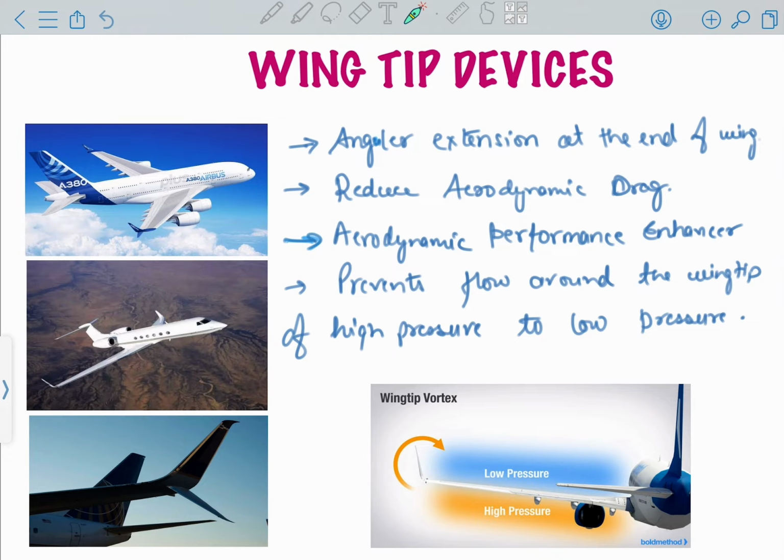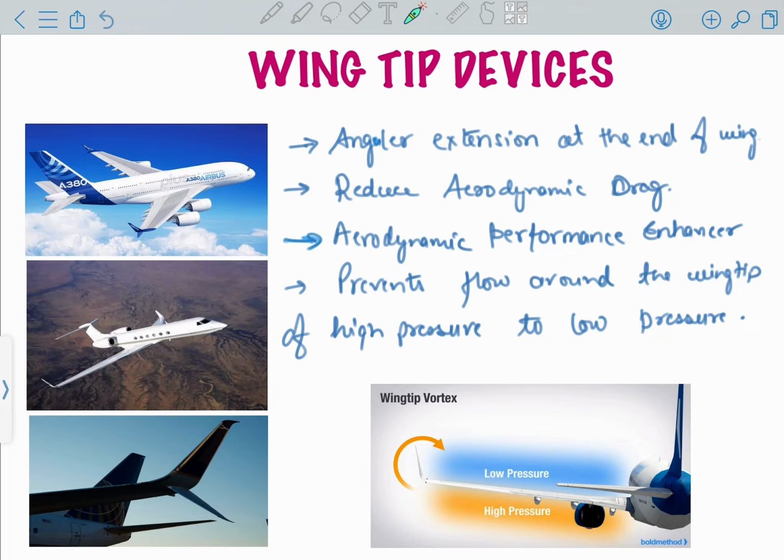Today's topic of discussion is wingtip devices. Wingtip devices are the devices which are fitted at the tip of the wing, as you can see, which I am encircling. They are the angular extension at the end of the wing. They reduce the aerodynamic drag. How it does it, I'll explain in the subsequent lecture.